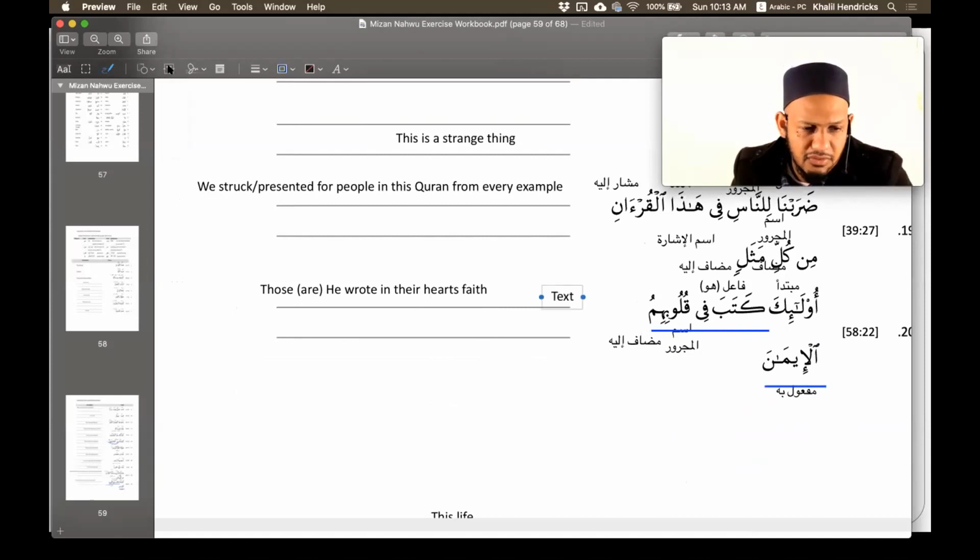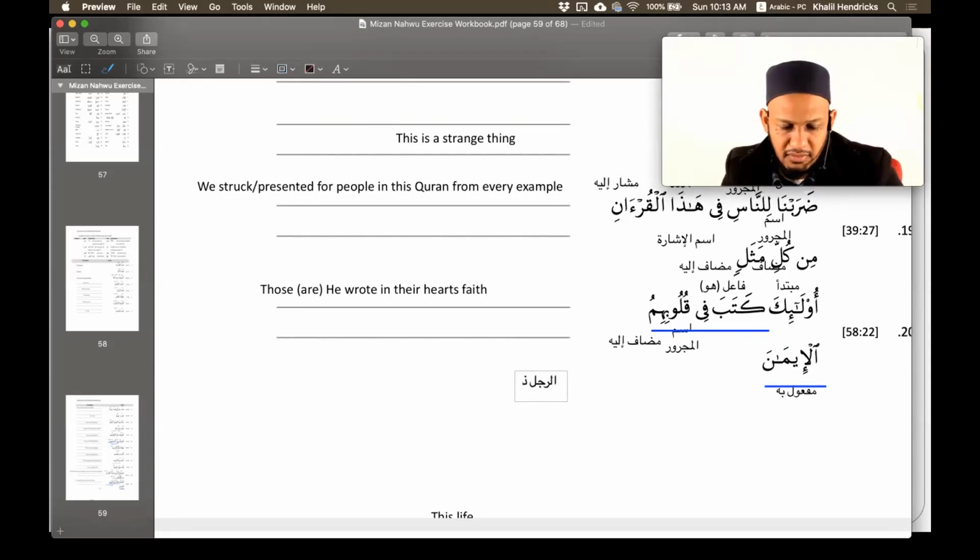If that is confusing to you, I'll give you a very simple example. If I say الرجل ذهب إلى البيت. How do you translate that?